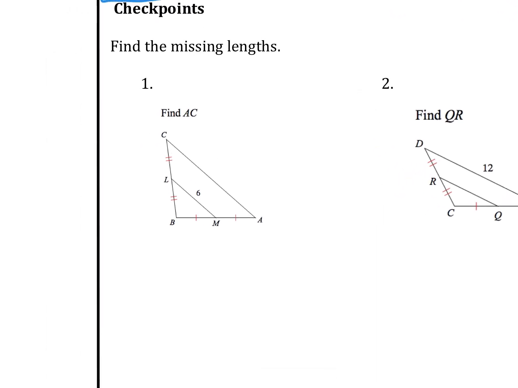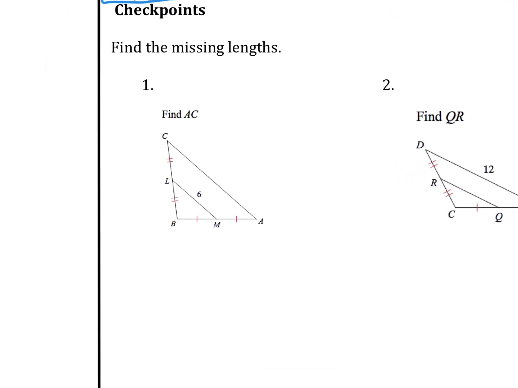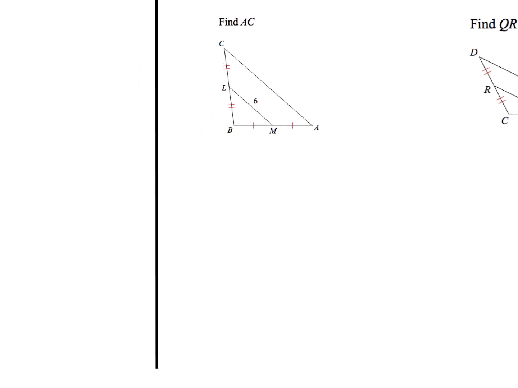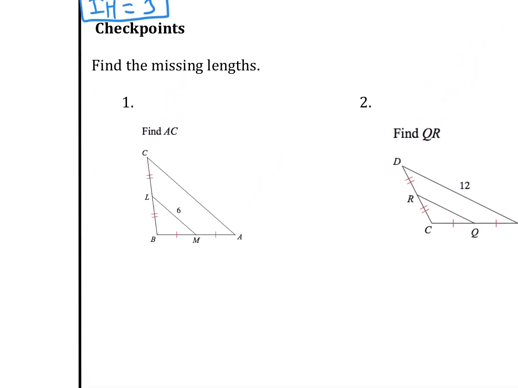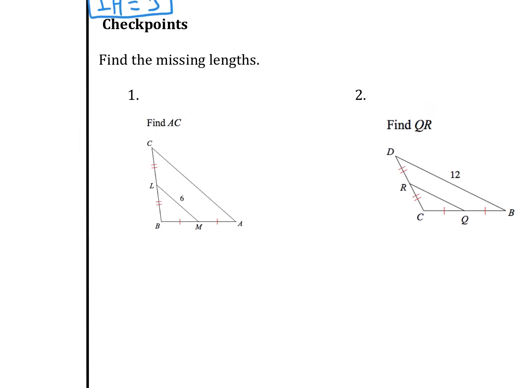Okay, let's see here. We have LM is 6, and we're looking for AC. I can't select a different color. There we go. Okay, so is AC the third side or the midsegment? It's the third side. Is that double or half of 6? It is going to be double. So AC is going to be double 6, which equals what? It equals 12. There's our answer. The third side is double the midsegment.